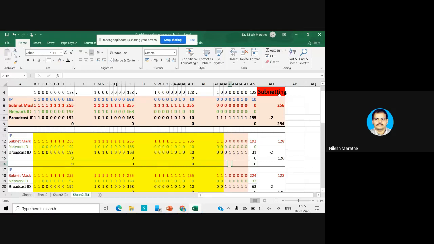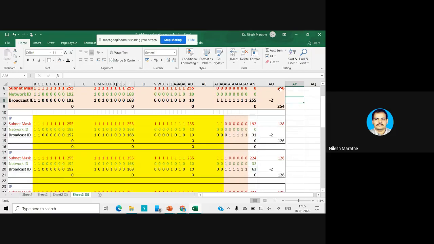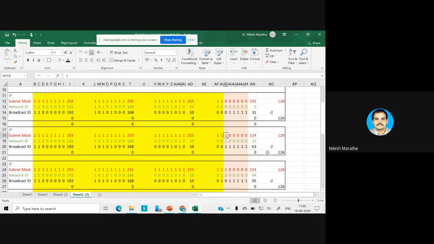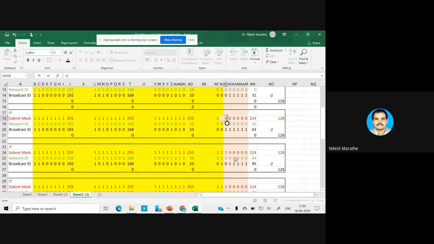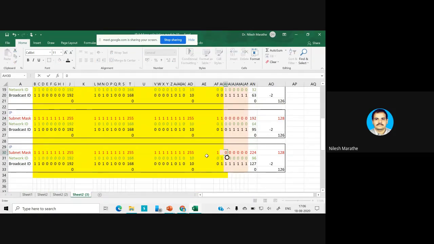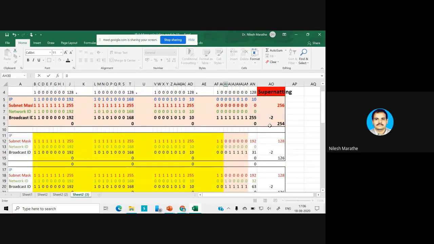Concept of supernetting. Moving the host bits to network bits, that is known as the concept of subnetting. Moving the network bits to host bits, that is known as the concept of supernetting. So from 8 again it goes to a lower value, right? I will have to change all the subnet masks. So as the subnet mask gets changed, you can change the value here.